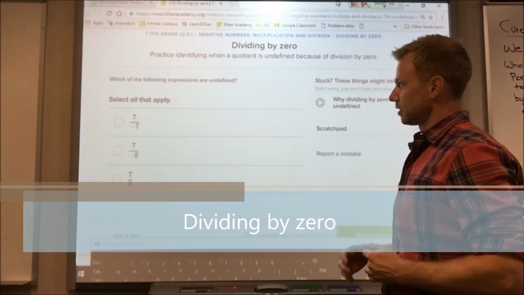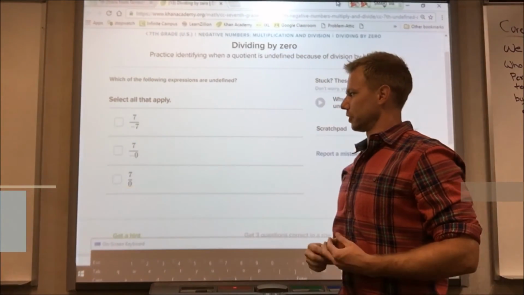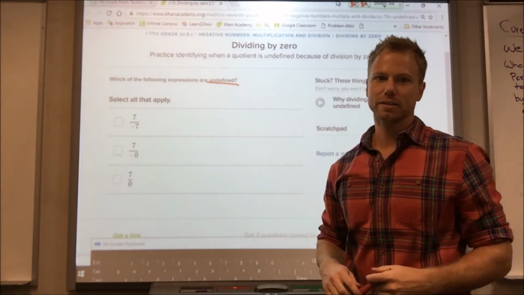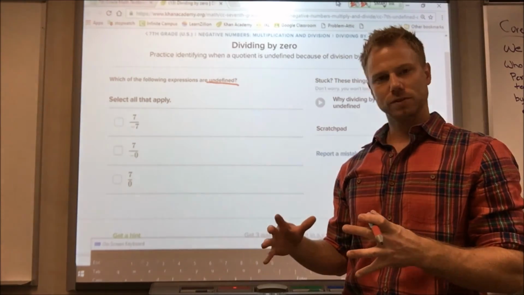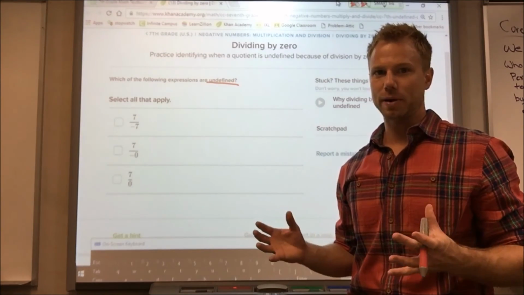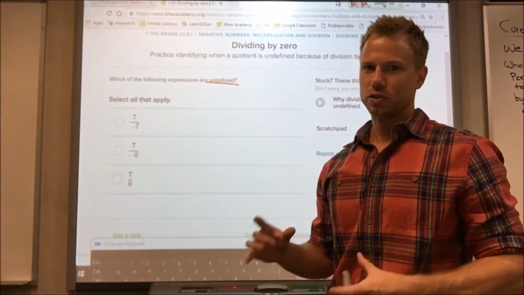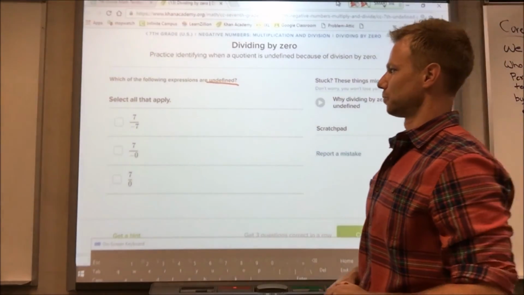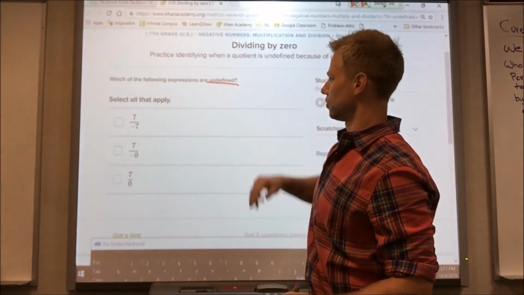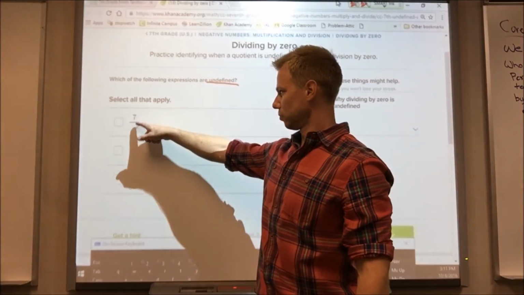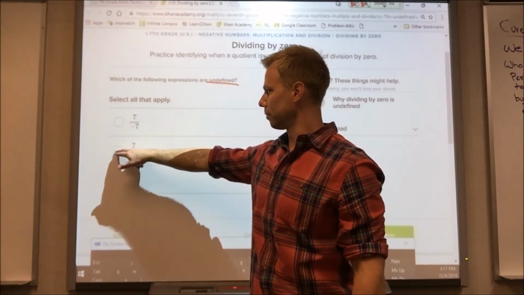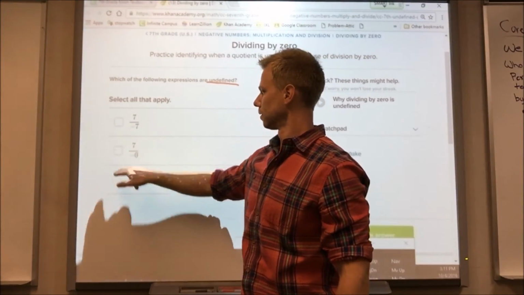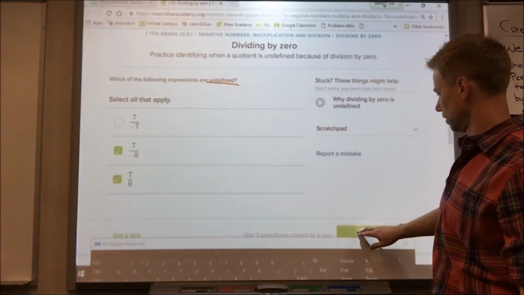All right, this last practice link deals with dividing by 0. Whenever you divide by 0, your answer is undefined because you can't take something and divide it into 0 pieces. It's not possible. There has to be at least one piece. So whenever you divide a number by 0, our answer is just undefined. Okay? It says, which of the following expressions are undefined? This one would just give us a negative 1. Here we're dividing by 0. Can't do it. And here we're dividing by 0. Can't do it.